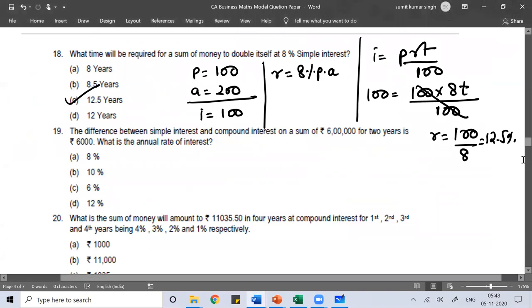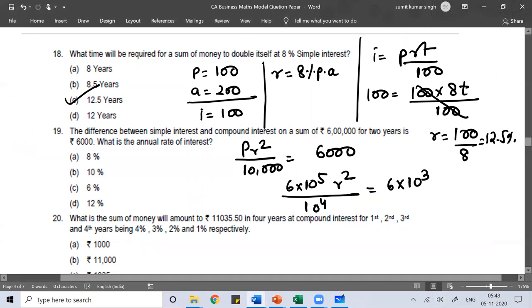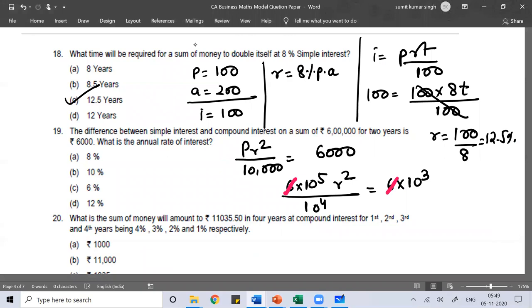So here, the formula of the difference of SI and CI for 2 years is PR square by 10,000. The difference given to you is 6,000, and the principal is 6 lakh. So I can write 6 lakh as 6 into 10 to the power 5, R square divided by 10,000, which is 10 to the power 4, equals 6 into 10 to the power 3. If I express it in this form, it is easy to cancel. 6 and 6 get cancelled. Then this becomes 10, and this becomes 100. So the value of R is 10%.